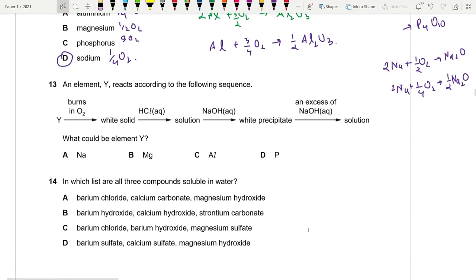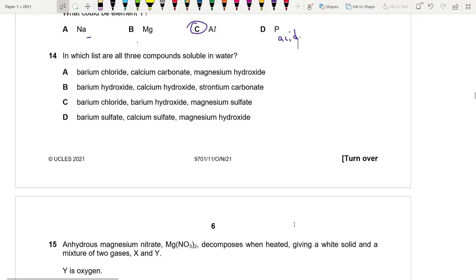Okay. Now 13, element Y, reacts according to the following sequence. It burns in oxygen to form a white solid. Okay, the important part is it is soluble in HCl, and also soluble in NaOH. Okay, if you give excess NaOH, it is soluble. So something that actually reacts with both acids and bases. What is that called? Amphoteric substance, right? Amphoteric oxide. So clearly, 13 is C. Aluminium is amphoteric. These two are basic. This is acidic.